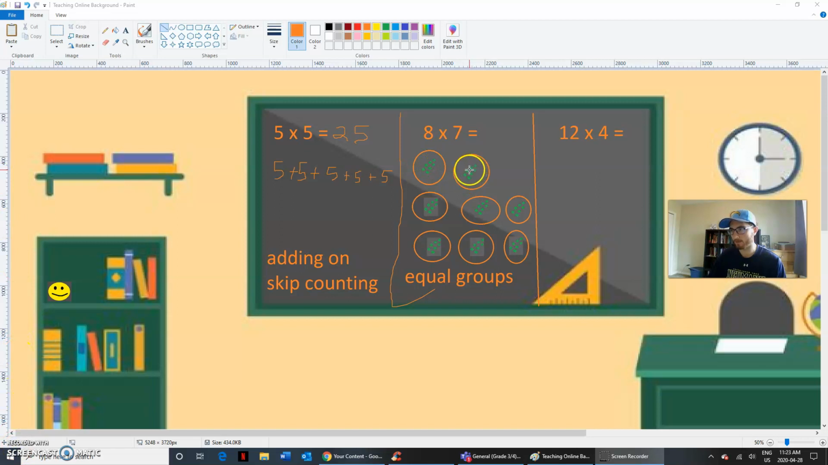7, 8, 9, 10, 11, 12, 13, 14, 15, 16. And if we did that, we know we would get 56. Not the most efficient strategy, but it can work for you in some situations.